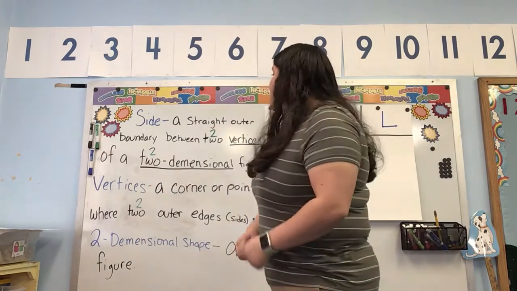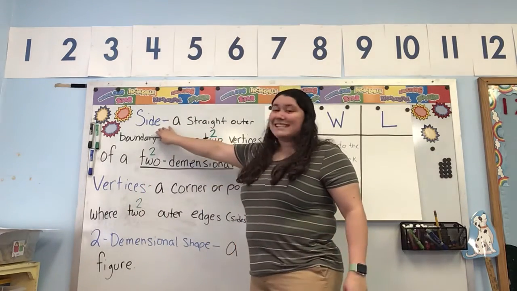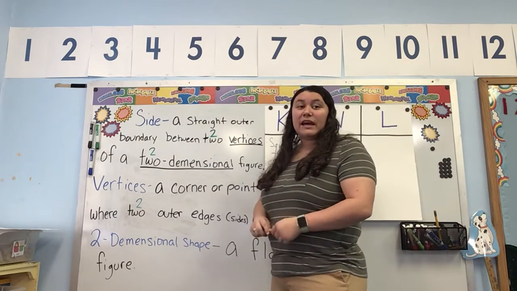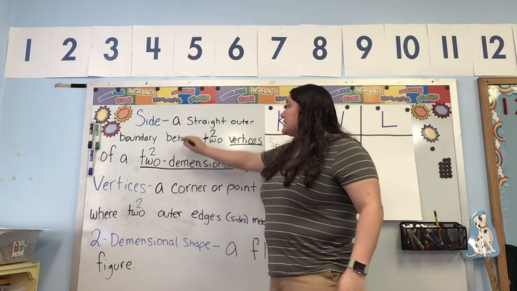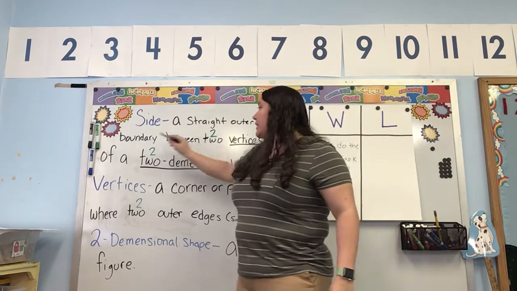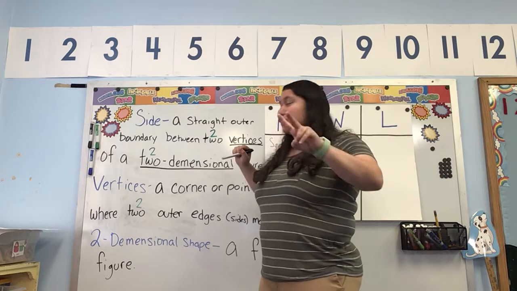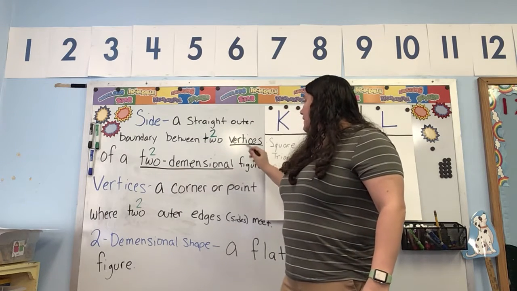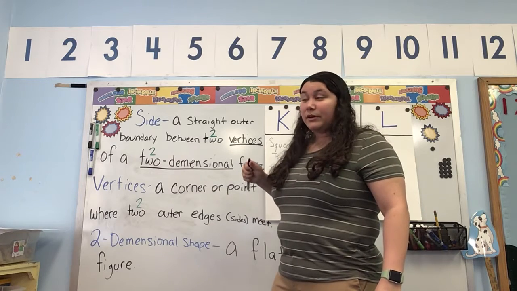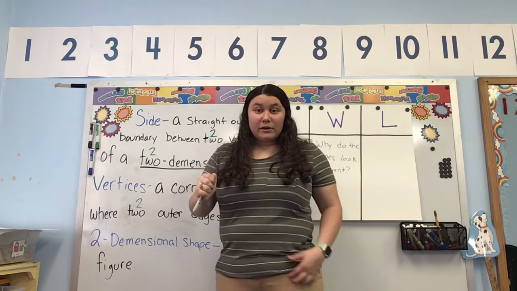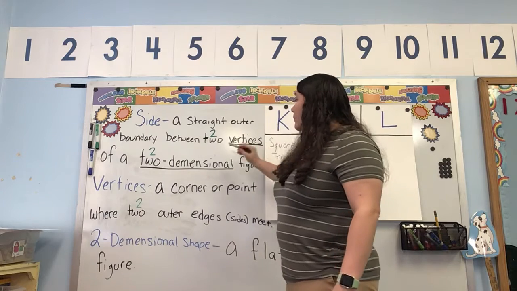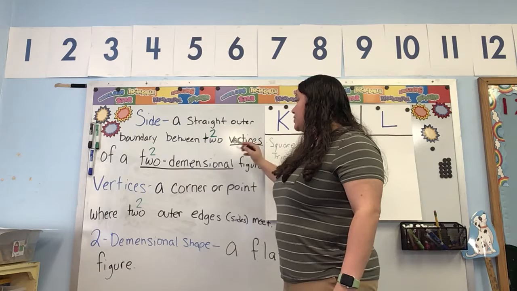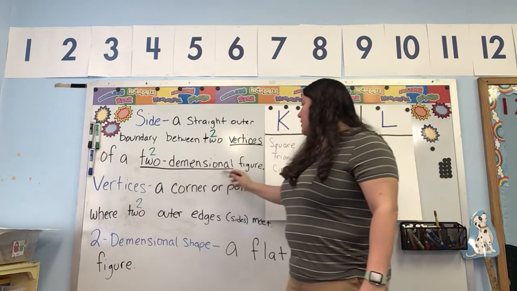The first word that we're going to be talking about is called side. It is a what? Side. So let's go ahead and look at our vocabulary. A side is a straight outer boundary between 2, how many? 2 vertices of a 2-dimensional figure. Now, vertices is a word that we need to remember, okay? That's going to be our next vocabulary word. So, let's read it again. A side is a straight outer boundary between 2 vertices of a 2-dimensional figure.